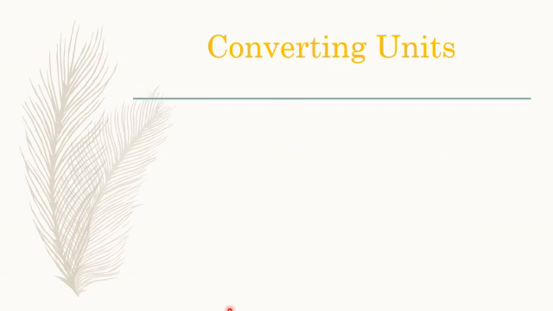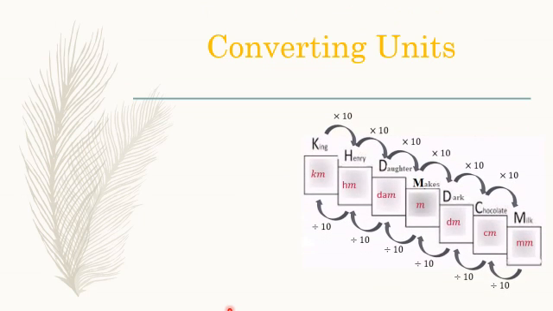Converting units. In order to be able to convert units, we have to use the metric unit system. By keeping in mind the sentence, King Henry's daughter makes dark chocolate milk. Kilometer, hectometer, decameter, meter, decimeter, centimeter, and millimeter. We always multiply by 10 each step when moving downward and divide by 10 each step when moving upward. Let us take examples.